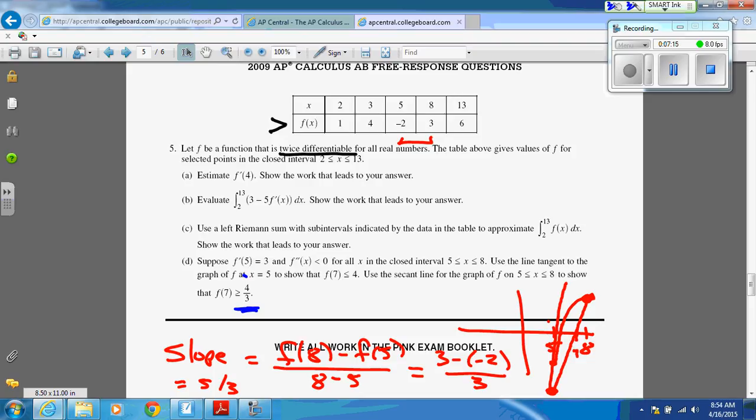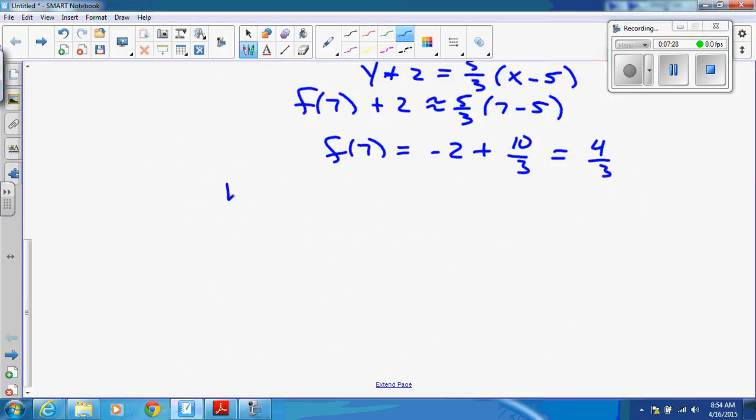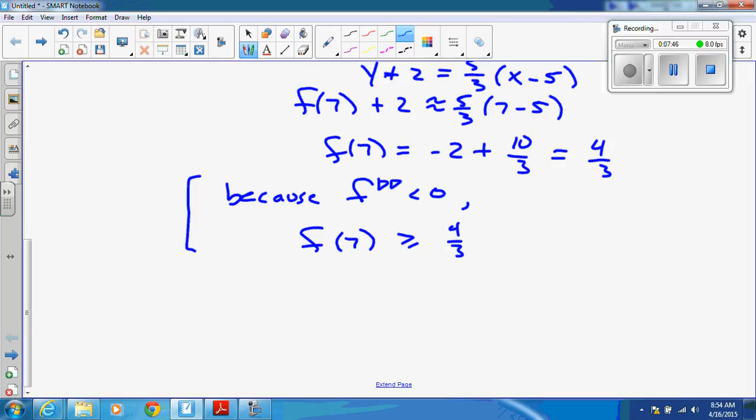We go back to the graph and see, oh, look at that. Because f is concave down, it must pooch out above its secant line. It must be above its secant line. And so we say that because f double prime is less than 0, f of 7 has to be greater than or equal to 4/3.